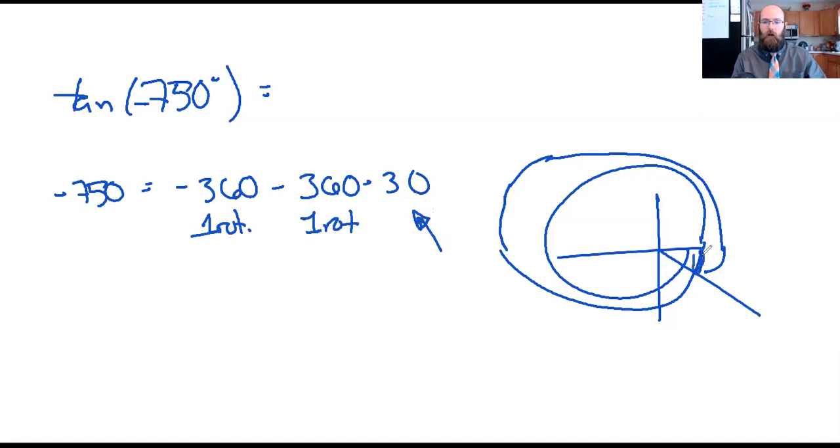That's this part right here, right? That filled in part of the pie. So 2 full loops. You can see that by my 2 circles. And then the 30 degrees.